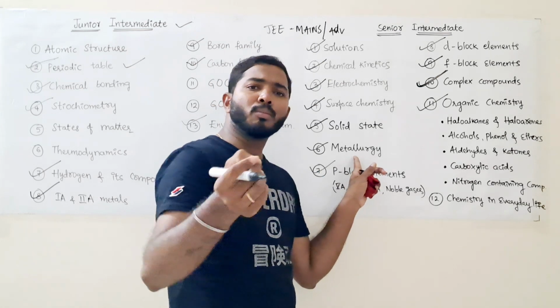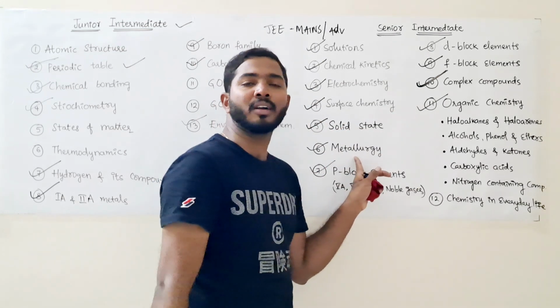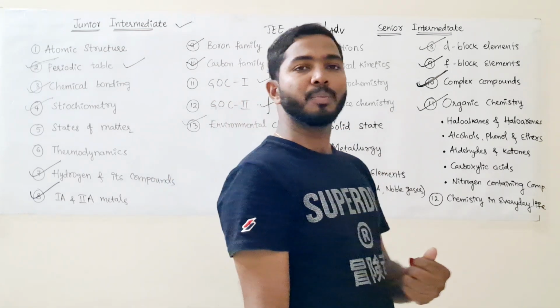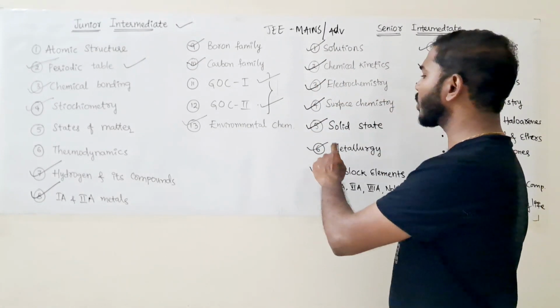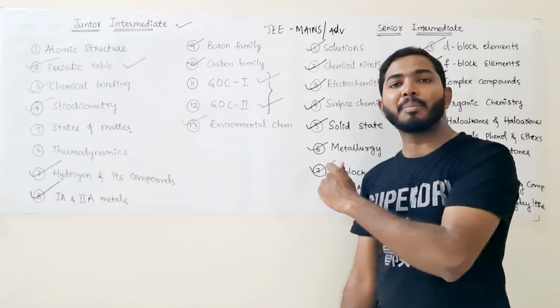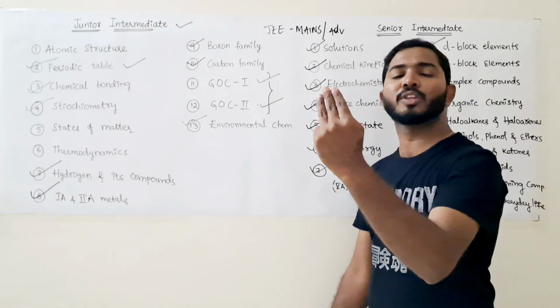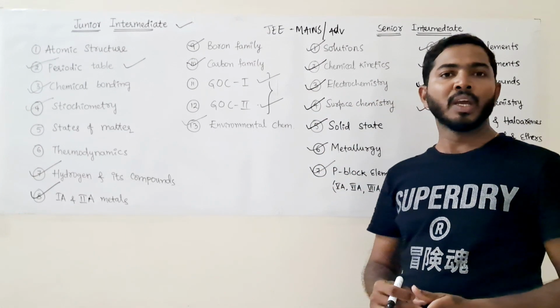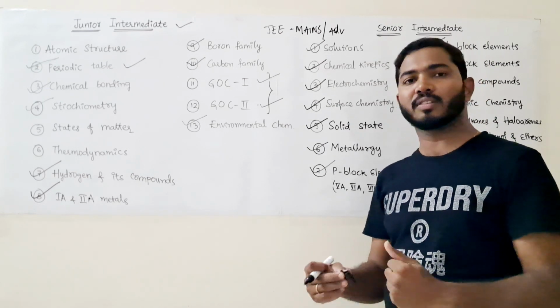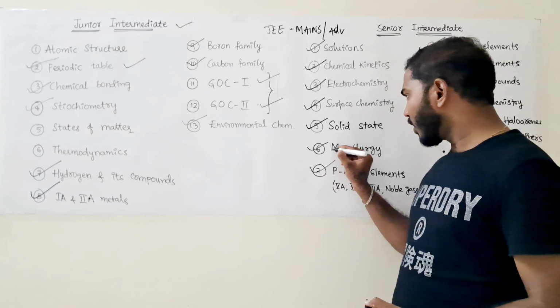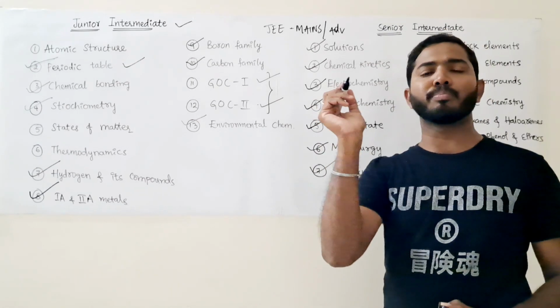Actually, mostly from the previous 5 to 10 years question papers, mains or advanced or NEET questions, if you see, most of the questions from metallurgy are coming from the beginning 3 to 4 pages in the NCERT. That includes minerals, ores, and then chemical formulas. On this particular metallurgy also, I am going to give you a best lecture.